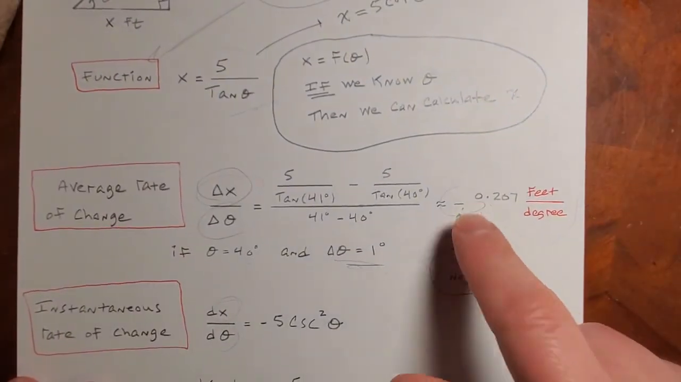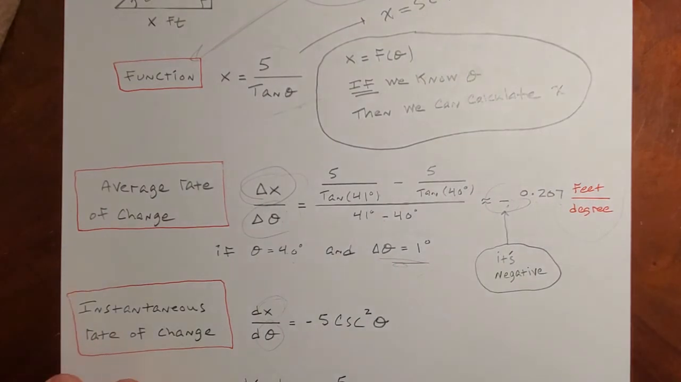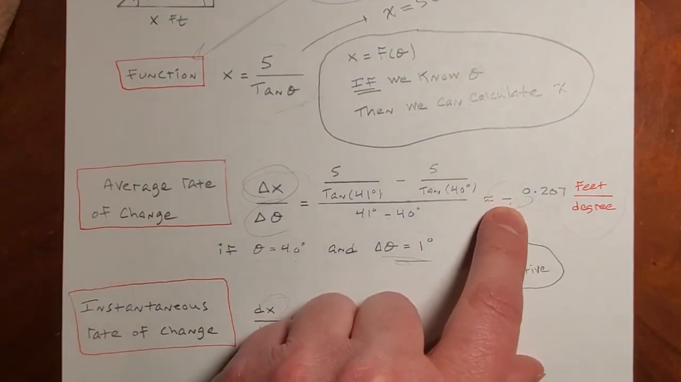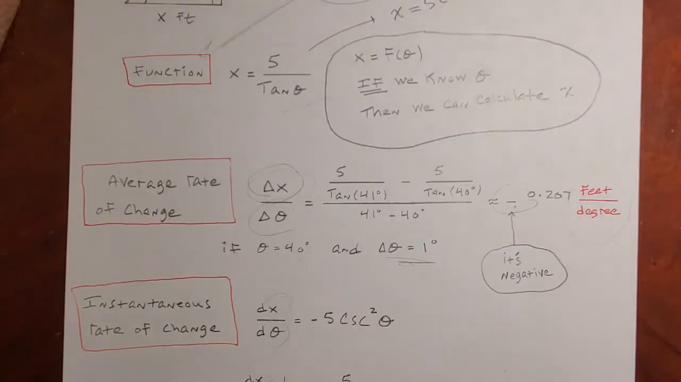Okay, so that's why the derivative was negative. These two things are changing in opposite directions. If one gets bigger, that means the other gets smaller. So I can see that in the sign of my derivative, and I can even see it in the picture, okay? What about the number?